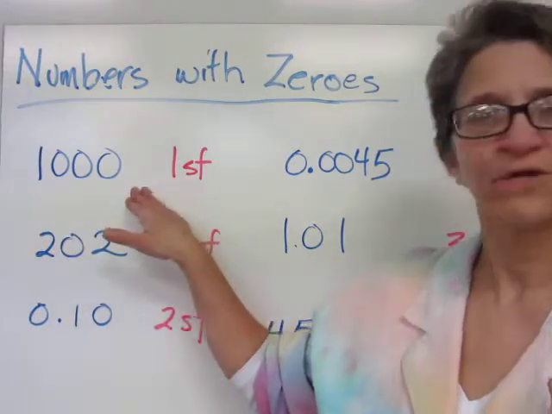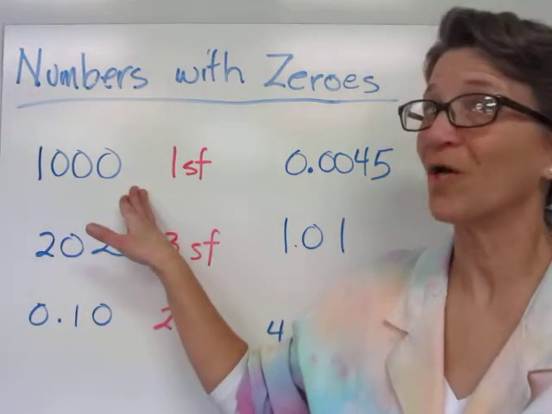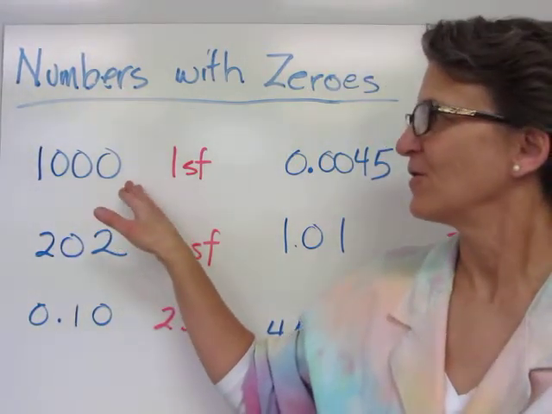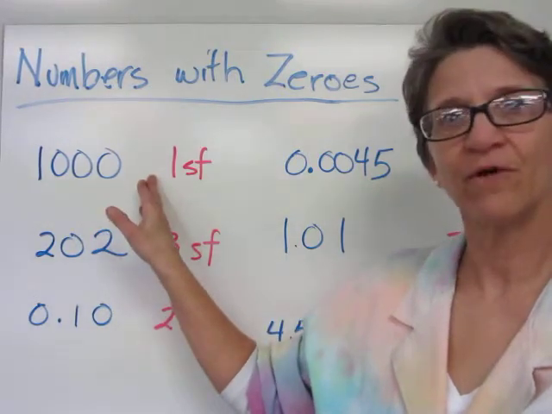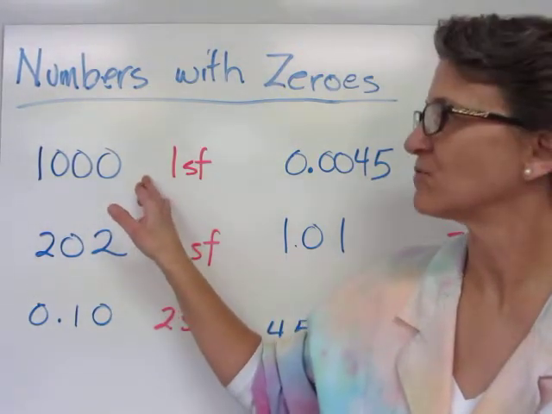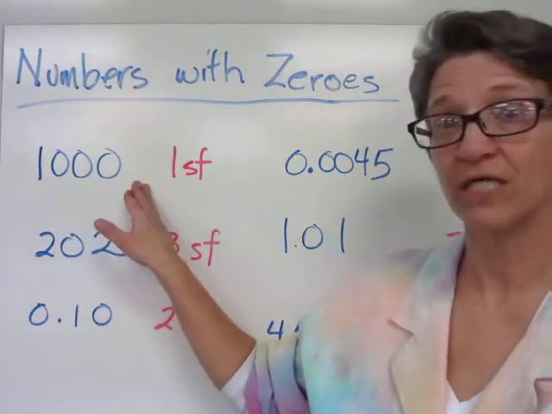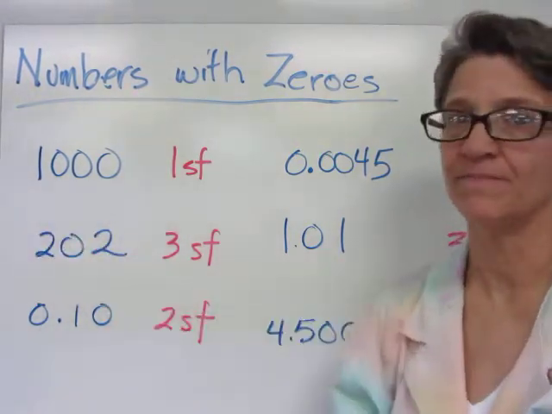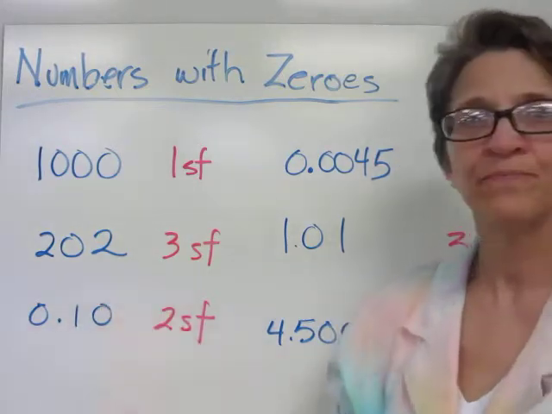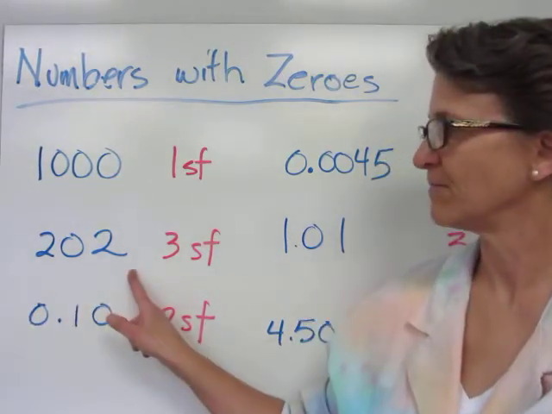When you have a number with no decimal point, you start on the right side of the number and you begin to count significant digits with the first non-zero digit. So in 1,000 with no decimal point, there's only one sig fig. In 202, you have three sig figs.